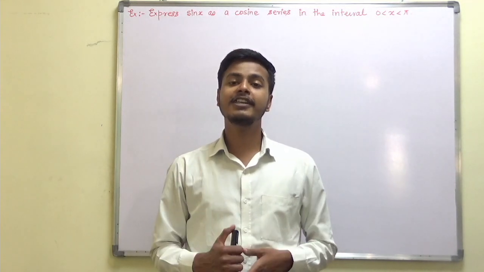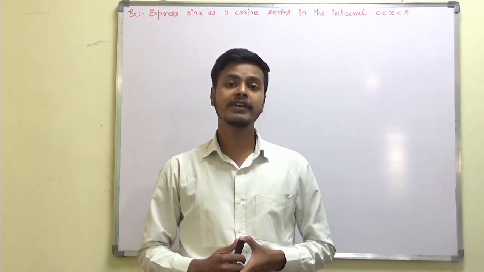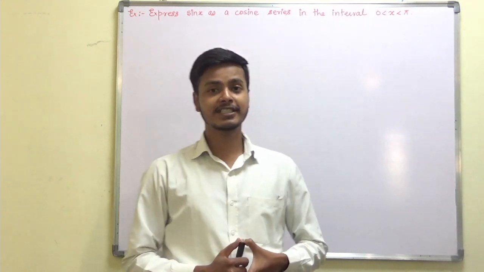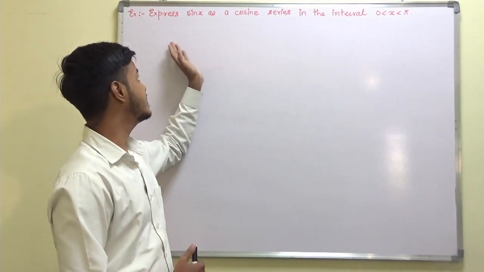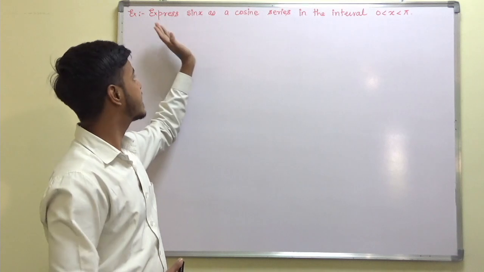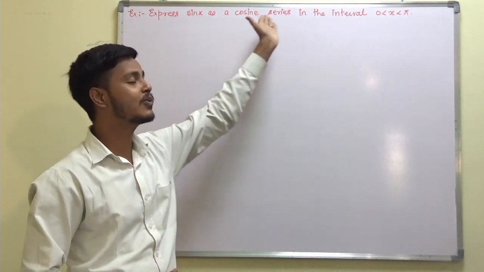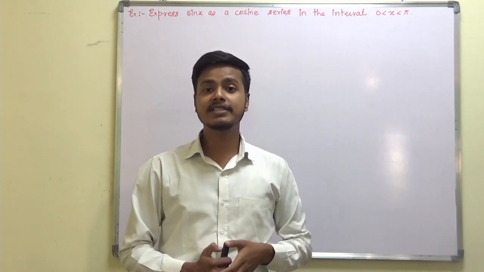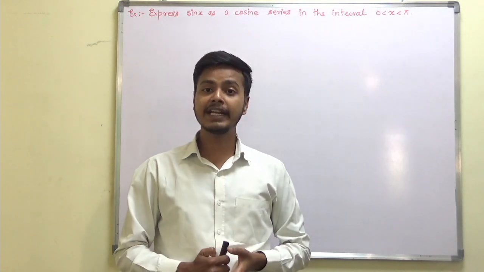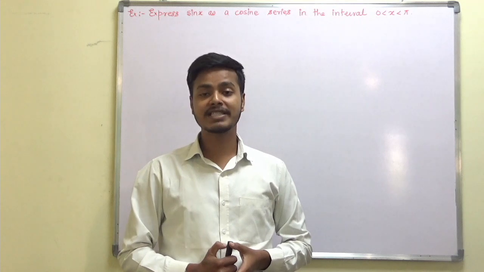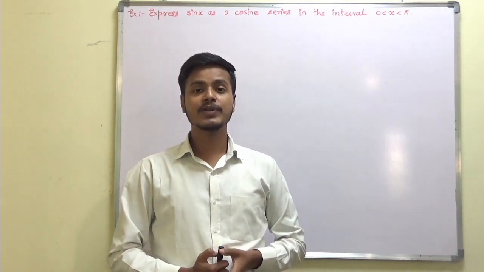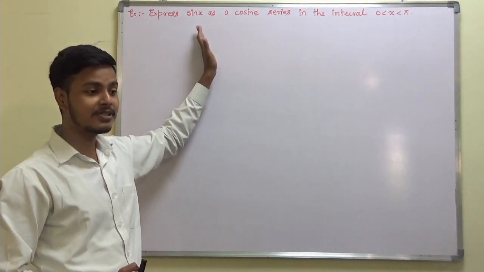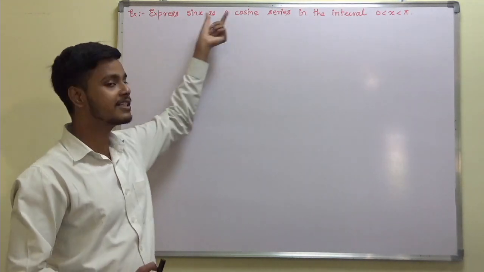Now here in this learning video I have come up with a very important and very tricky problem of this entire topic, Fourier series, where you have to express sine x as a cosine series in the interval 0 to pi. And this is the question where students end up committing mistakes. So this is not about sine series. This is about how you have to express sine x as a cosine series.